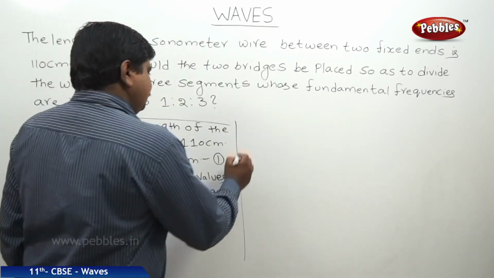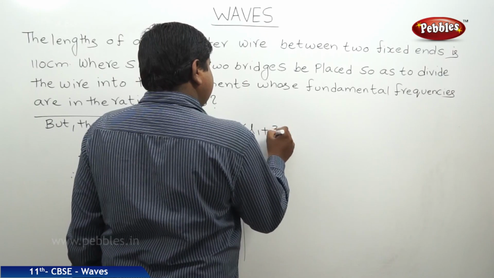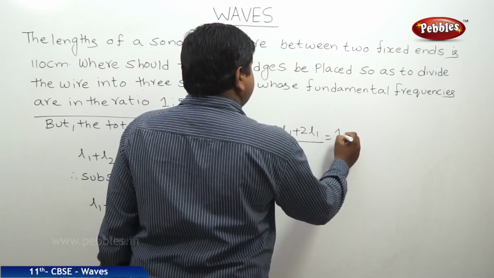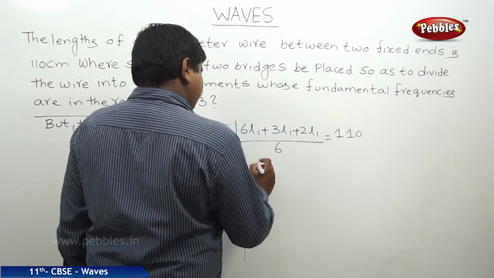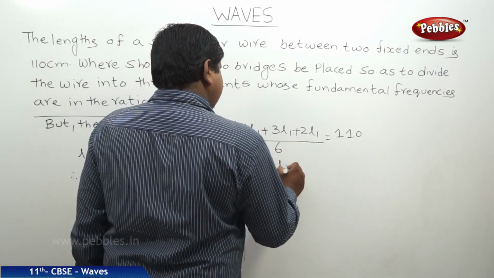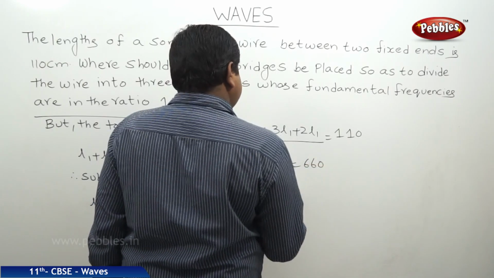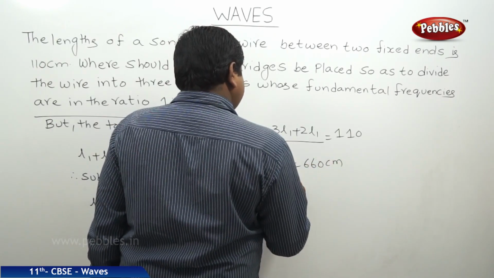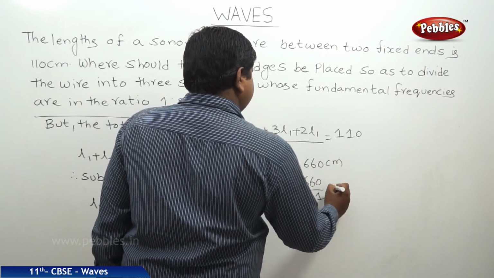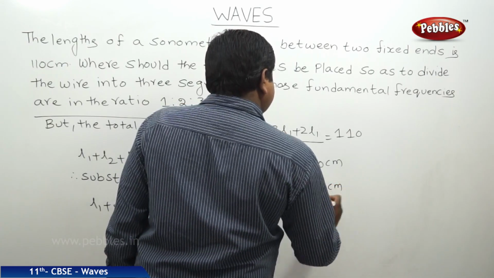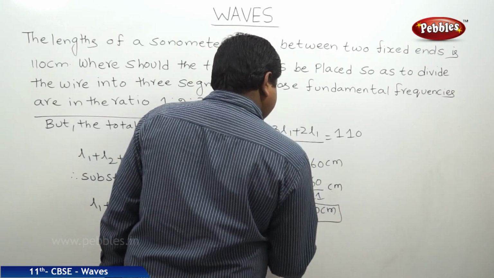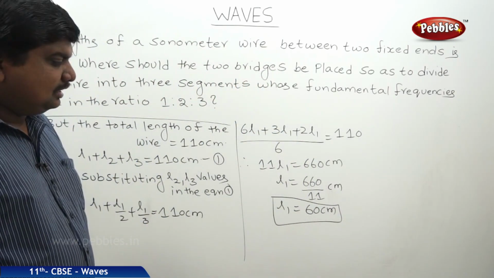The LCM is 6. Therefore, (6L1 plus 3L1 plus 2L1) by 6 is equal to 110. 6 plus 3 is 9, 9 plus 2 is 11. So 11 L1 is equal to 660 centimeters. L1 is equal to 660 by 11 centimeters, that is equal to 60 centimeters. We got L1 is equal to 60 centimeters.